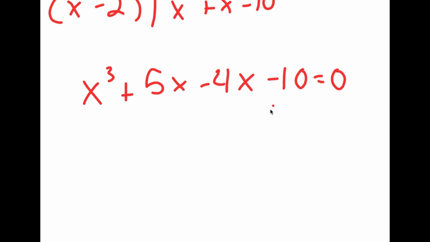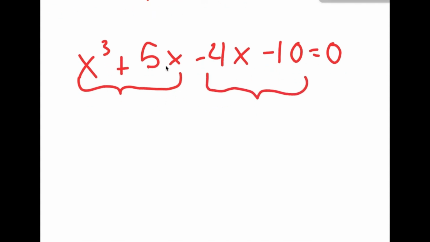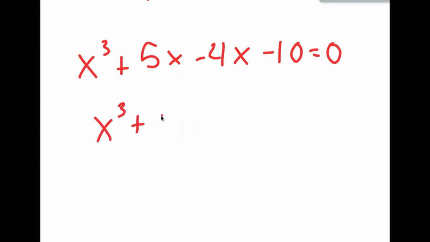Now, what I'm going to do is I'm going to factor by grouping. So we can group x to the power of 3 plus 5x and negative 4x minus 10. Well, x to the power of 3 plus 5x, the greatest common factor is x. However, this won't work because x squared plus 5, that can be simplified. So what I'm going to do is rewrite this as x to the power of 3 minus 4x plus 5x minus 10 is equal to 0.